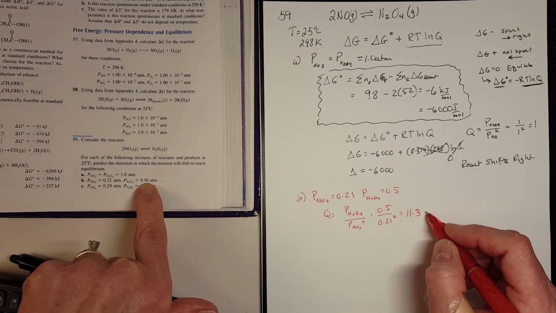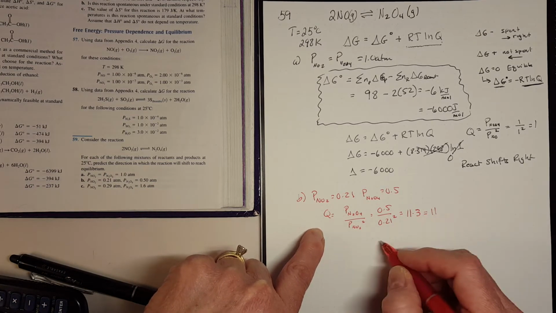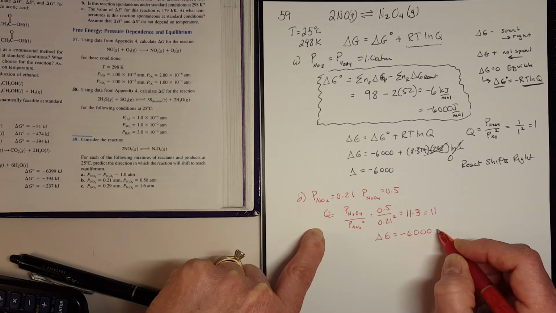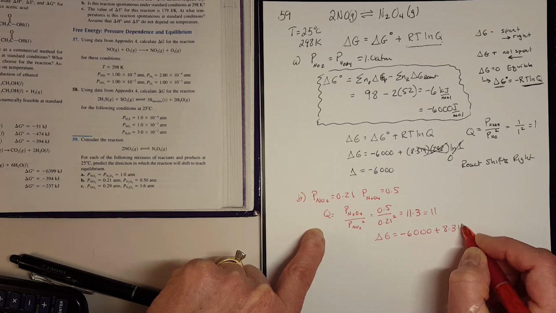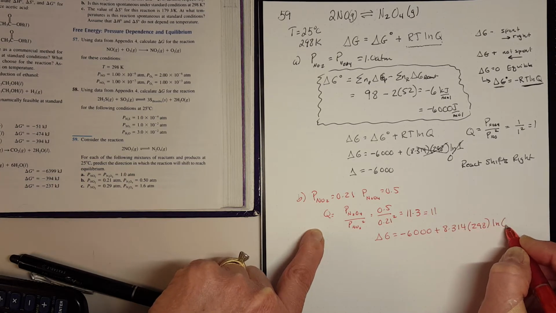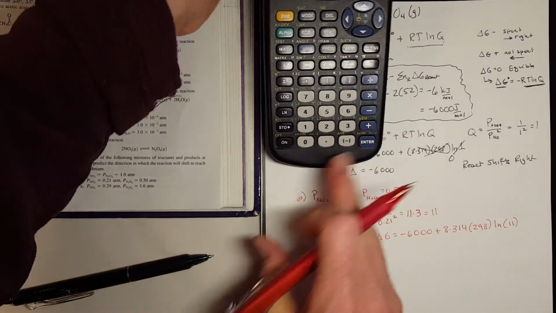Two sig figs, so we're going to call that 11. Okay, and then we're going to calculate our delta G, which is equal to negative 6,000 joules per mole plus 8.314 times 298 times ln of 11. Okay, and let's see what we get for our delta G.